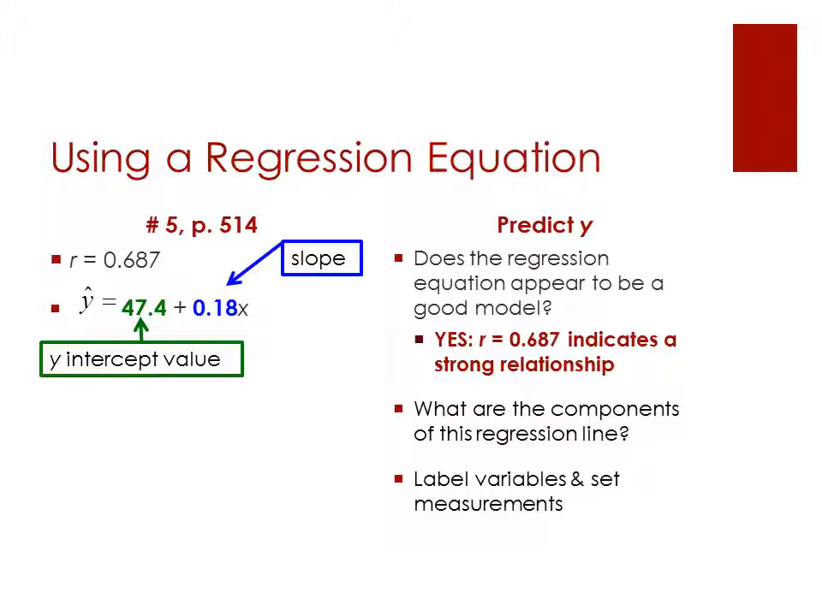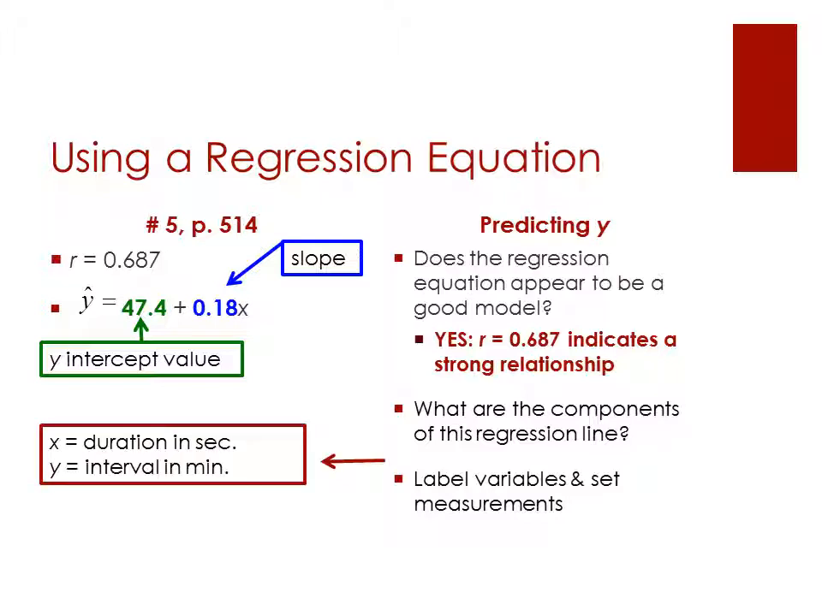Okay, so the next step we need to do in solving this problem is we need to label our variables and set the measurements, because keep in mind when we're looking at these correlations, these do have associated measurements, and that makes a really big difference. So you want to make sure that you're labeling your factors and your variables and make sure that you're specifying their level of measurement. So here we've got x is the duration in seconds, right? So how long the eruption goes on. And y is our interval in minutes, the space in between the eruptions.